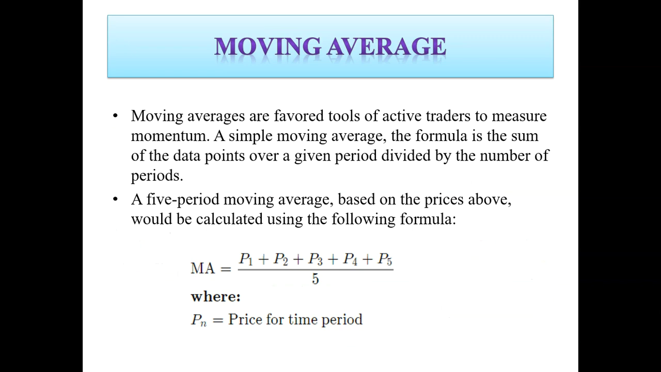So first, what is a moving average? Moving averages are favored tools of active traders to measure momentum. A simple moving average, so the formula is given, is the sum of the data points over a given period divided by the number of periods. So a 5-period moving average based on the prices will be calculated as given. So we have the 5 separate prices divided by the number of periods.